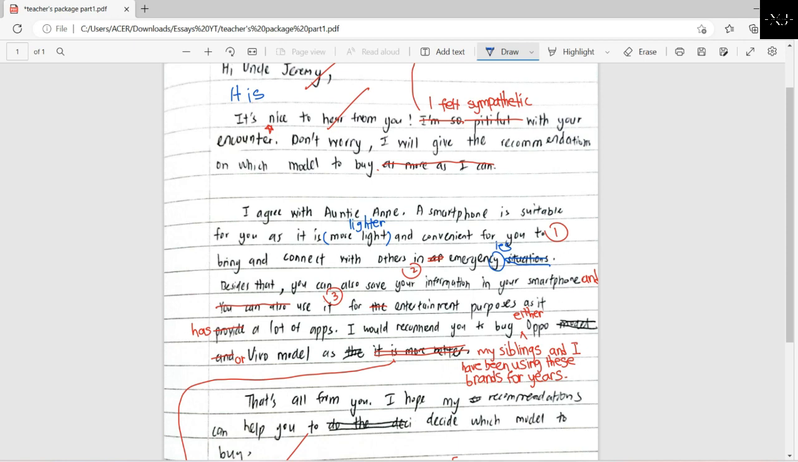So second point, besides that, you can also save your information in your smartphone. You can also use it for entertainment purposes. Okay, so I feel like these two things, you can merge together. Otherwise, you sound like you're repeating yourself. You see, here we write, you can also, and at the bottom, you can also. We are not parrots, okay? So we don't repeat what we say so many times, because as a marker, I'll feel bored.